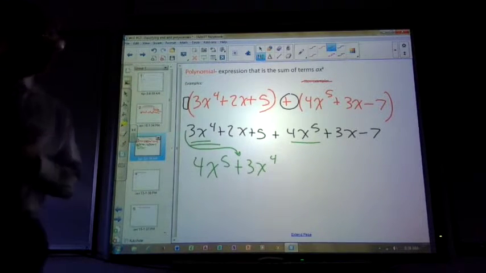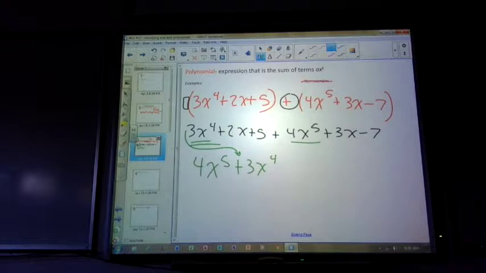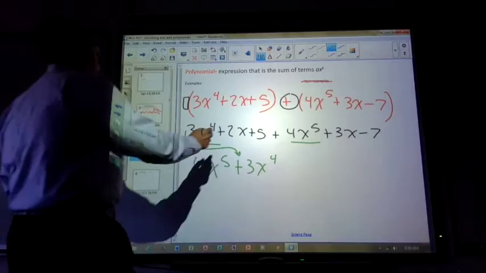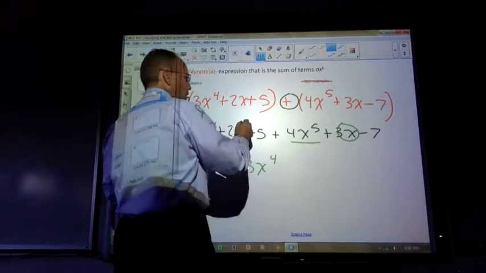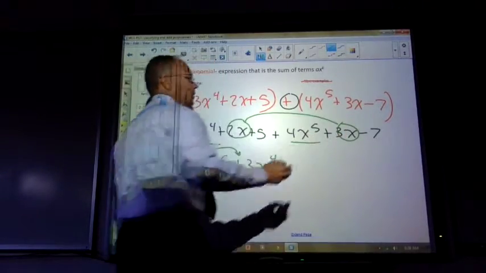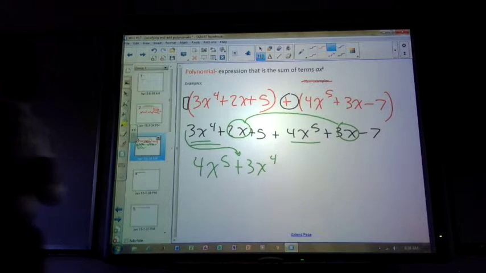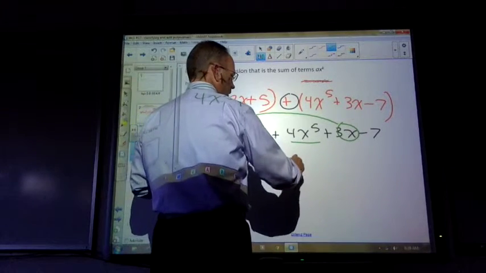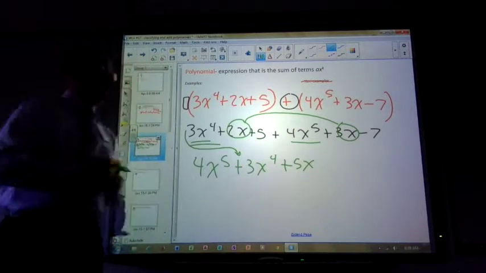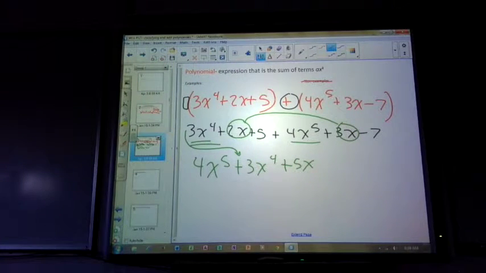Okay. Reese, do you think I have any like terms up here? Remember, a like term, same letter, same exponent. Is it like the 3 and the x? 3 and the x are perfect. The 3 and the x and the 2 and the x. If I combine those together, how many of them do I have? 5x, good. My constant is 5, and my constant is negative 7.